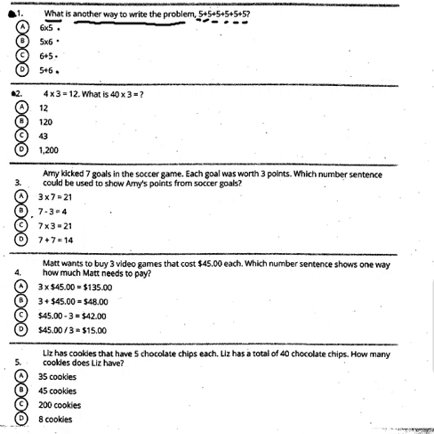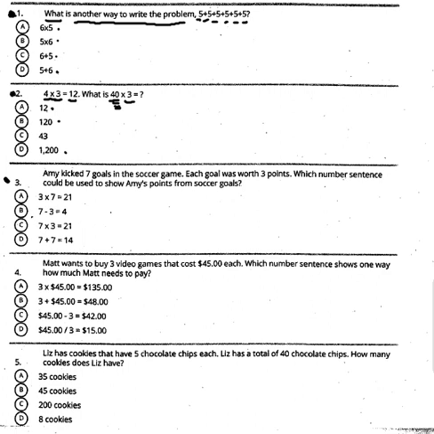Number 2. It says 4 times 3 is 12. We know that. So what is 40 times 3? Think to yourself. 4 times 3 is 12, and then look what we added onto that 4. So then, what are you going to figure out? Is your answer A, B, C, or D?